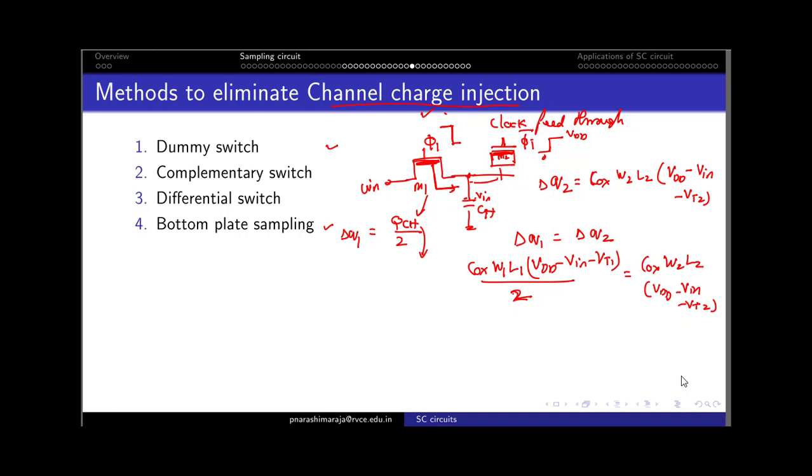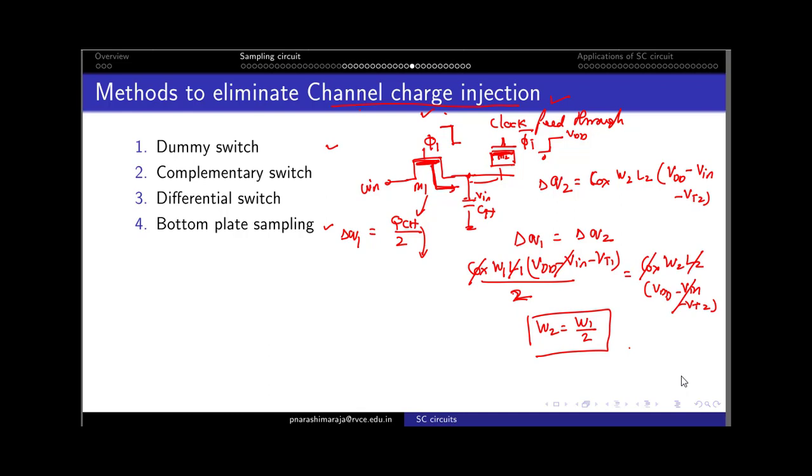Now in order to have such a condition, I need to work out the aspect ratios. If the oxide capacitances are the same and the effective gate potentials are the same, and I assume that L1 is exactly equal to L2, then if the value of W2 is equal to half the value of W1, the job is done. So this is how I can eliminate the channel charge injection error.